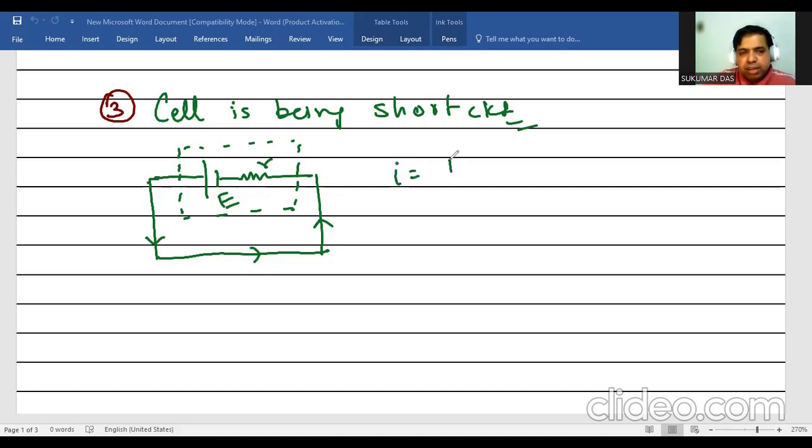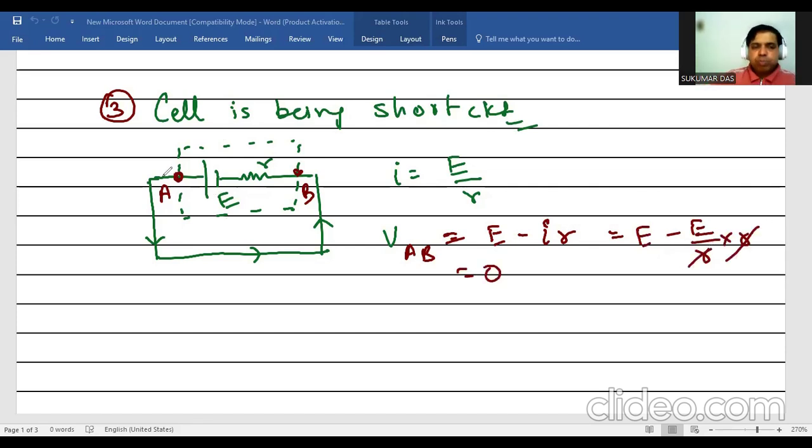So here your current will be maximum, that is equal to I is equal to E by r. So the potential difference between these 2 points A and B will be E minus Ir, but we know that I is E by r. So E minus E by r into small r, so r cancels, E minus E is 0. So there will be no potential difference between them. And obviously, because A and B are connected by a straight wire, just one conducting wire, they will have the same potential. So no terminal potential difference between A and B.